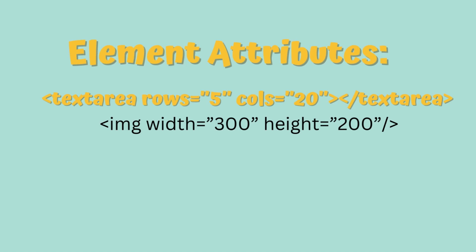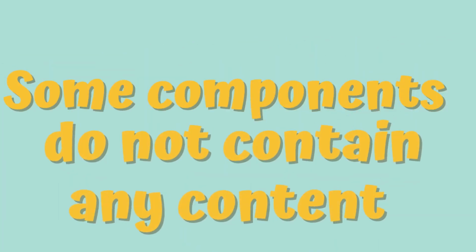However, some attributes have a specific significance, which means that they can only be used in conjunction with CSS or JavaScript to connect the three pillars. We will learn more about these attributes later in this course. It should be noted that some components don't contain any content. Therefore, a closing tag is not required for them.